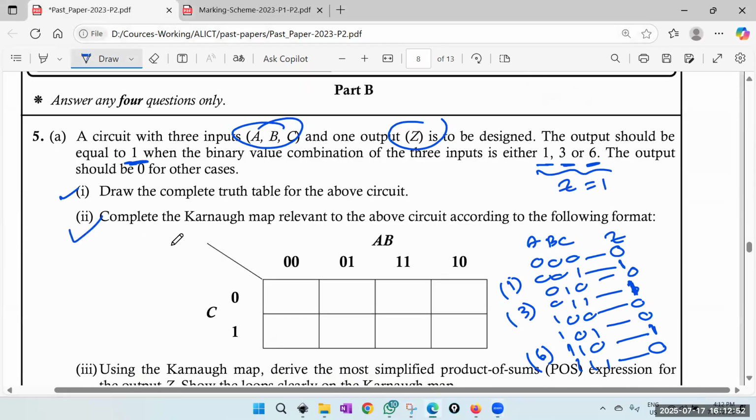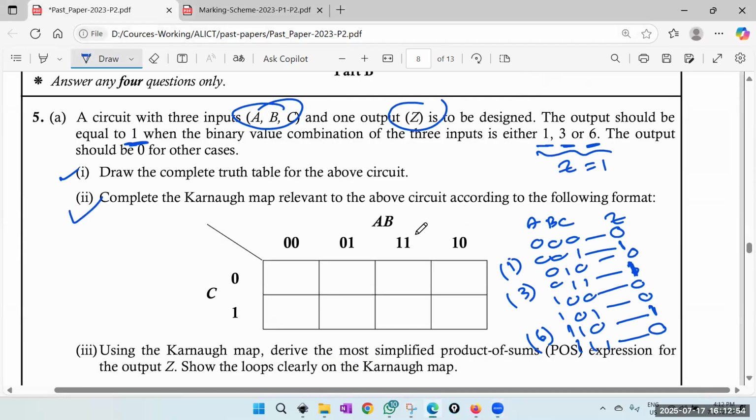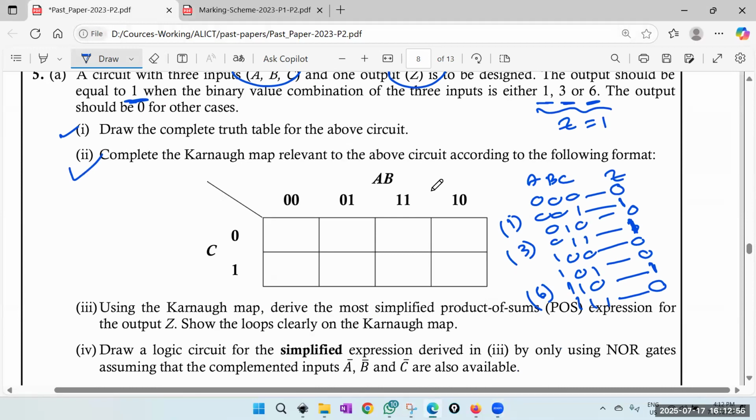B, second. Complete the Carnot map relevant to the above circuit according to the following format. If you have any question, you need to ask. So they have given you the Carnot map also. 0, 1, 0, 0, 0, 1, 1, 1. Remember, when you go from one to the other, only one value must be changed. Only one value change. Yes, correct.